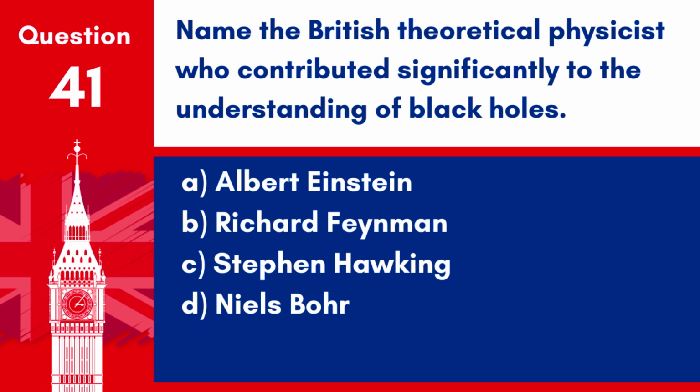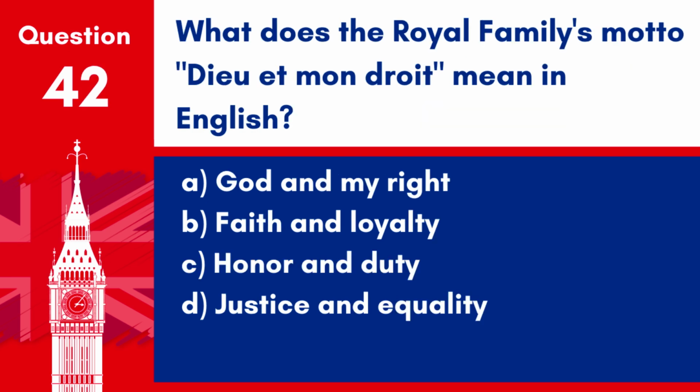Question 41. Name the British theoretical physicist who contributed significantly to the understanding of black holes. A. Albert Einstein. B. Richard Feynman. C. Stephen Hawking. D. Niels Bohr. Answer: C. Stephen Hawking. Stephen Hawking, the British theoretical physicist, made significant contributions to the understanding of black holes and theoretical physics.